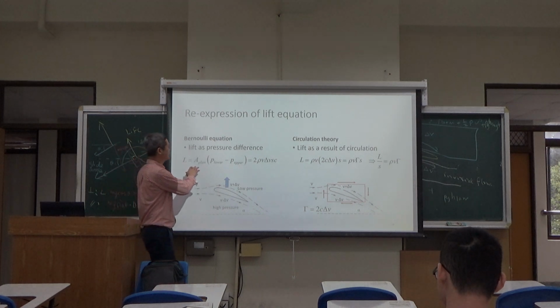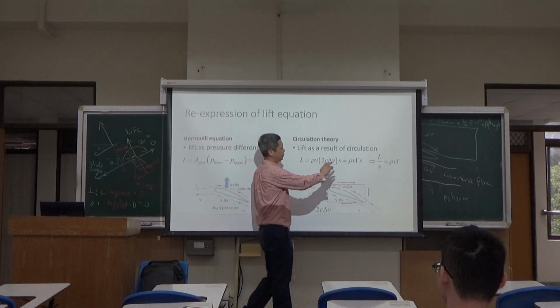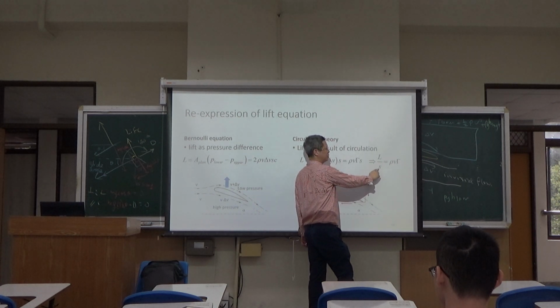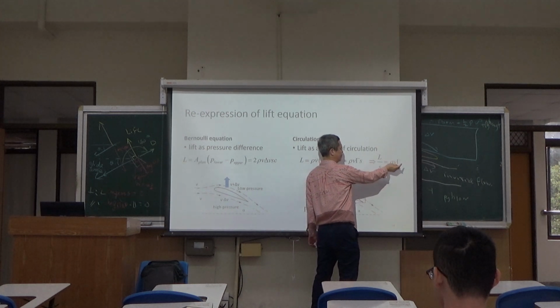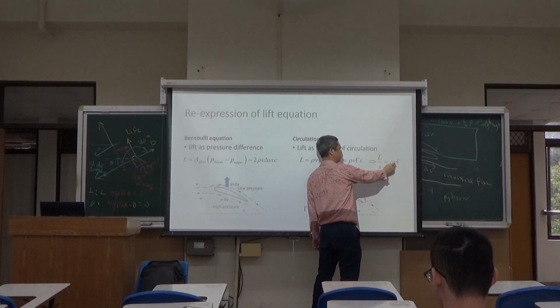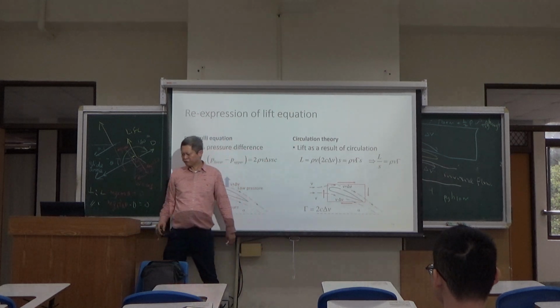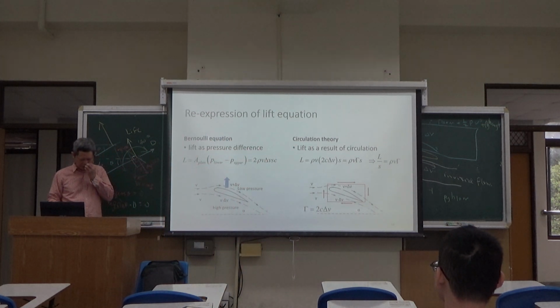Okay, and in this case you can re-express the lift force formula obtained from the Bernoulli equation to be: lift force per unit span is equal to rho times the incoming airspeed times the circulation strength. The stronger the circulation, the better the lift force.